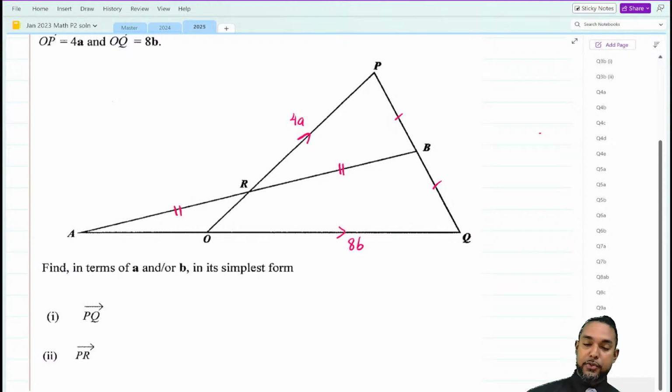Right. So we want to know how to go from P to Q. Now we can only travel along the lines for which we have vectors. We only have two.